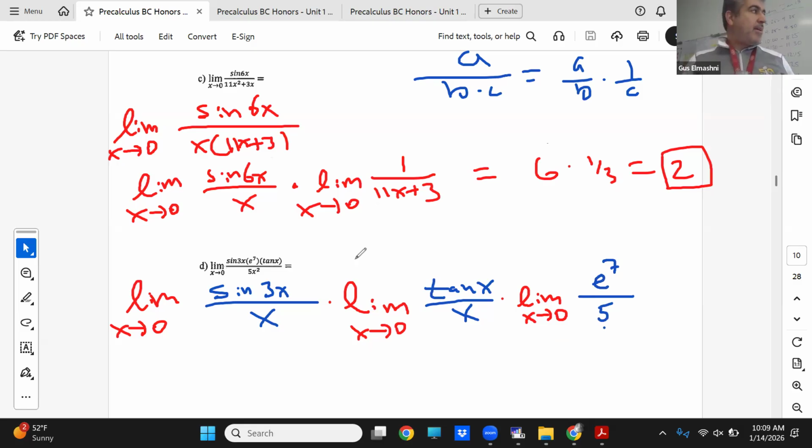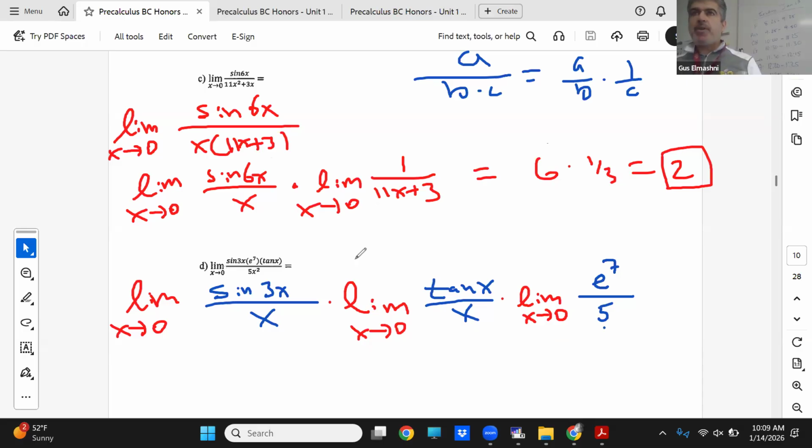Just to give you an idea of what to do for part D. Part C, we're okay. We're already moving to part D. Here you have sine 3x, e^7, tan x all being multiplied. 5x squared, without realizing it, can be broken apart as three factors, 5x and x. And I'm being super deliberate about putting x below sine and tangent.